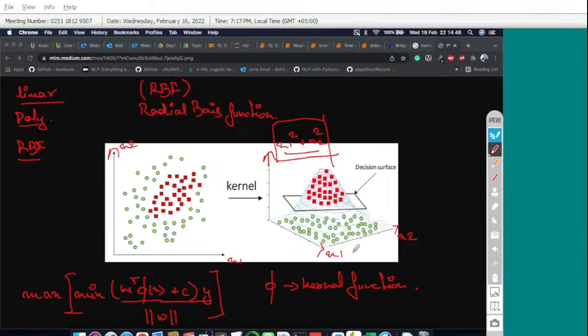Got it? Got it? About the different types of kernels in support vector machines, everyone? Perfect. Interesting?